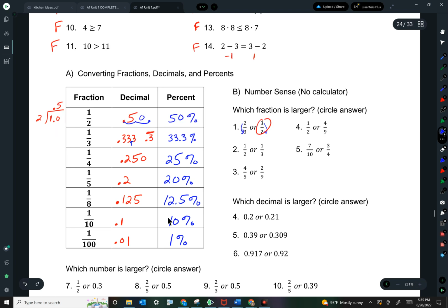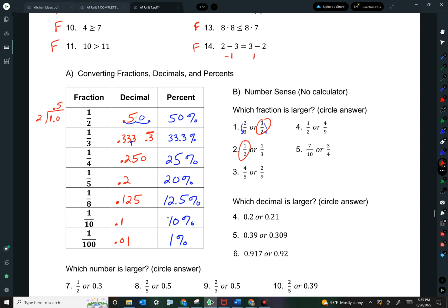Okay, so when I look at number 2, I'm comparing 1/2 and 1/3. Well, based on what we just said, the smaller the number on the bottom, the larger the value, and 1/2 is definitely larger than 1/3. I always also say, hey, think about money. Would you rather have a half of a dollar or a third of a dollar? Well, I'd rather have a half of a dollar.